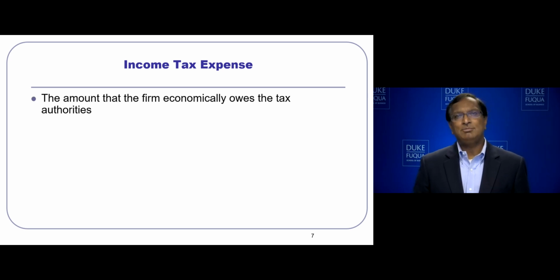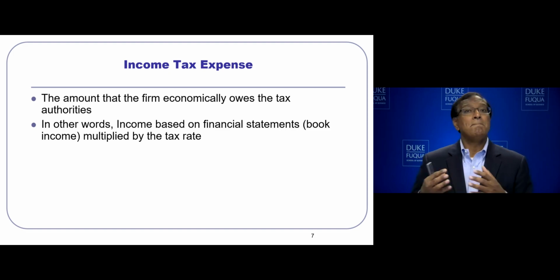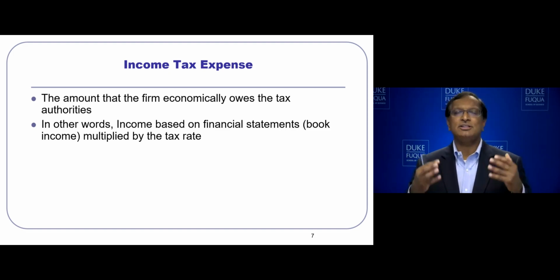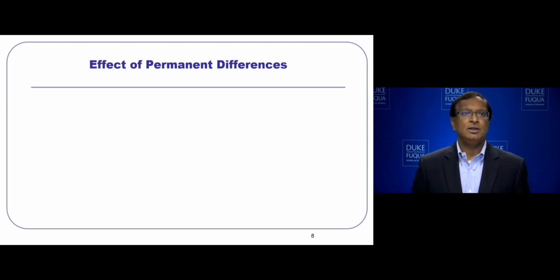Now let's talk about the income tax expense. The income tax expense is the amount that the firm economically owes the tax authorities. In other words, the income based on the financial statements multiplied by the tax rate is the amount that the firm economically owes the tax authorities. However, when determining the income based on financial statements, we will have to exclude the permanent differences. Why? Because the firm will never ever pay taxes on these items.